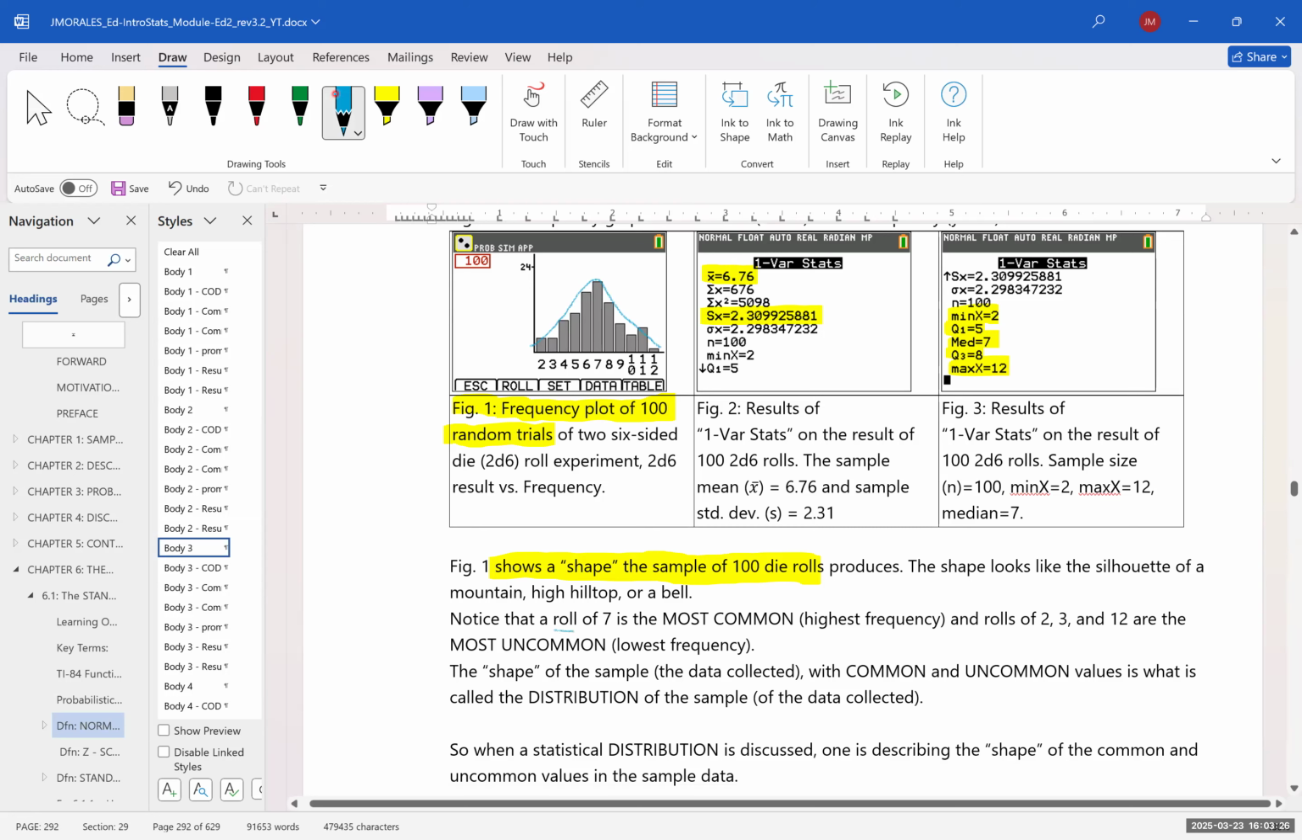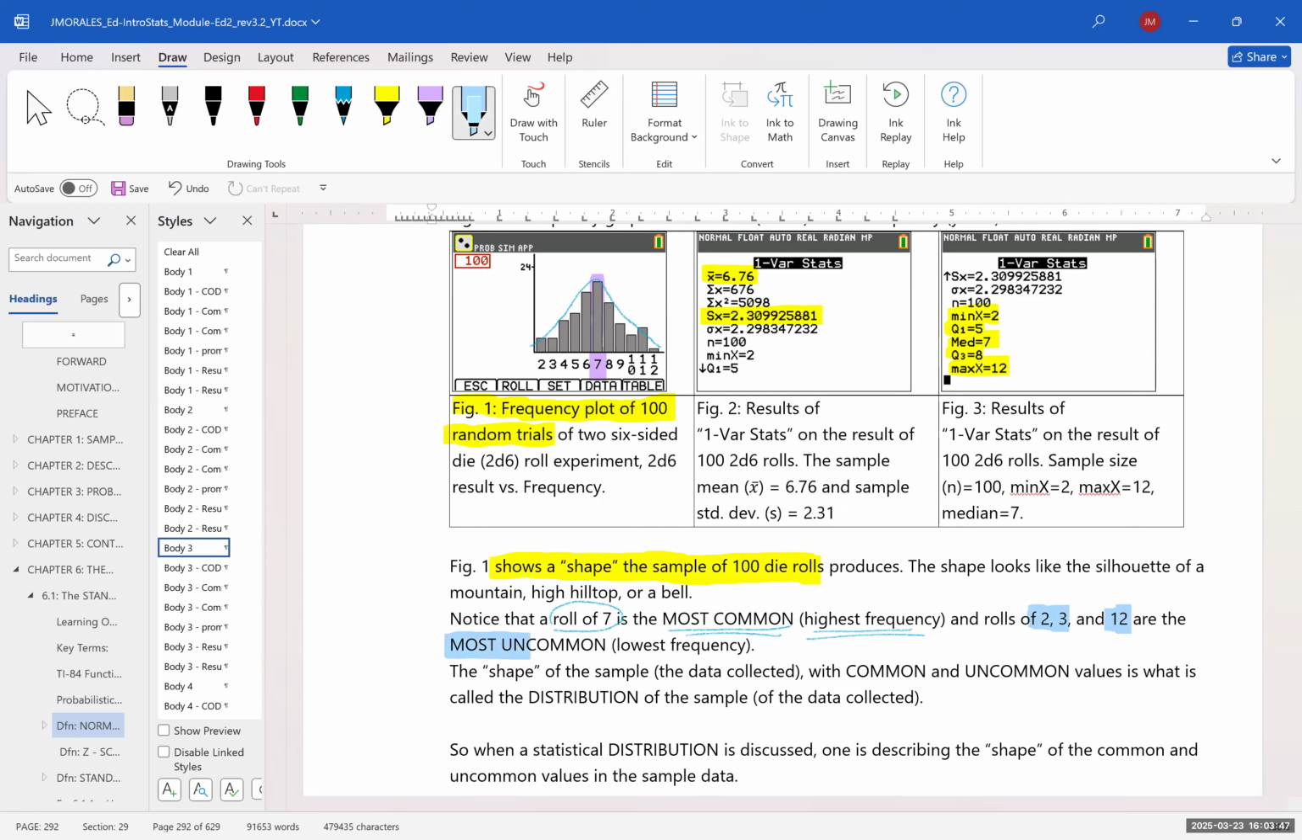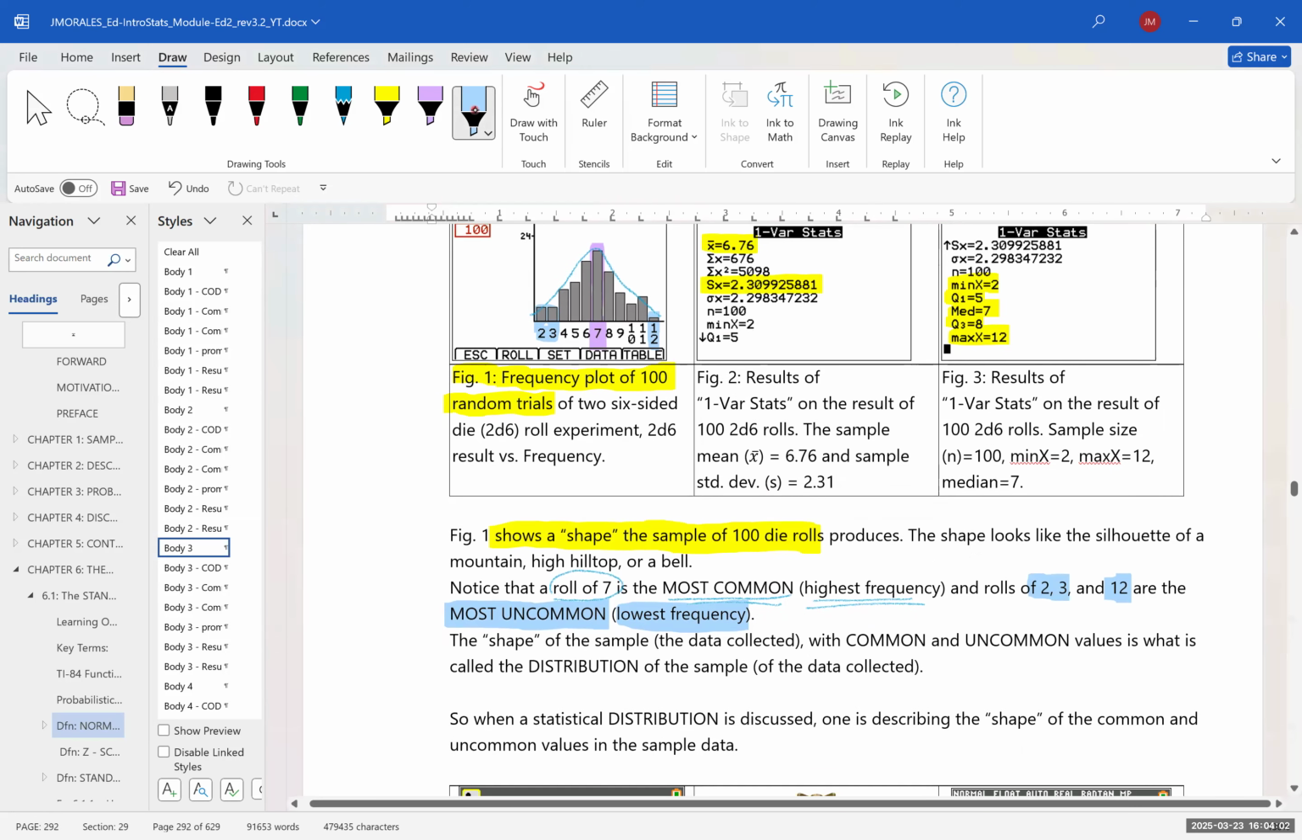So notice that a roll of 7 is the most common, meaning it has the highest frequency. So here is a 7, and a 7 is the most common. It has the highest frequency. And rolls of 2, 3, and 12 are the most uncommon because they have the lowest frequency. So 2, 3, and 12 are more uncommon because they have a smaller frequency. And so the shape of the sample with common and uncommon values is what is called the distribution of the sample.